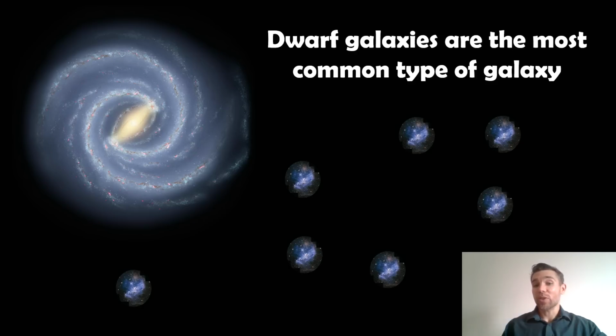And dwarf galaxies in general are the most common type of galaxy. There's a lot more of them. They can be quite difficult to detect because they're quite low luminosity. They're not very bright, but there are typically more of them than the much larger galaxies. They're a very common type of galaxy, really.